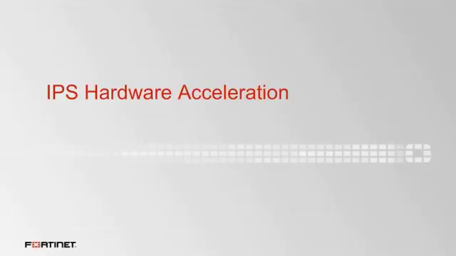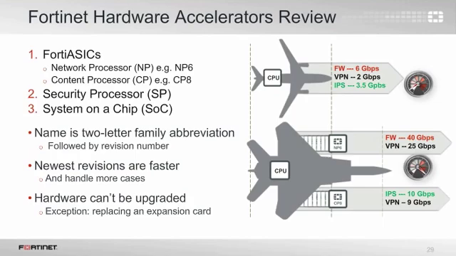In this section, you will learn about hardware acceleration options for IPS inspection. The strength of an ASIC chip is in its specialization. Therefore, Fortinet develops several key ASICs identified by their type, network processor or content processor, and their version. Fortinet also develops security processors, which are not considered FortiASICs. The convention name is made up of the family abbreviation plus the revision number. Generally, newer versions have more features and better performance.